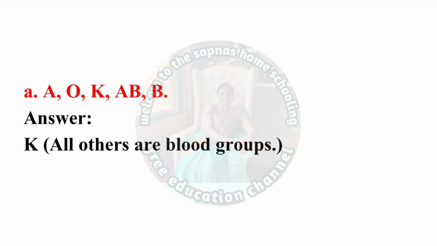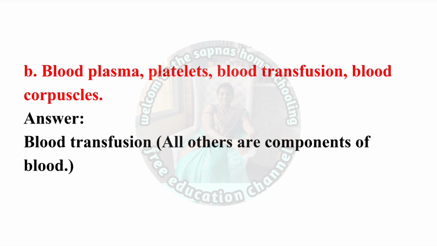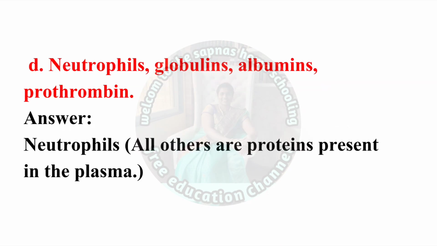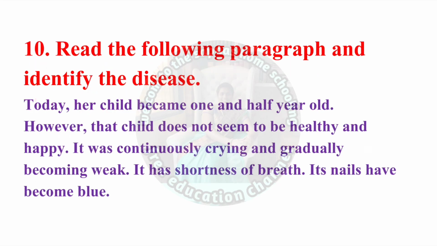Question 9. Find the odd one out. Rh K, all others are blood groups. Blood transfusion, all others are components of blood. Capillaries, all others are parts of the respiratory system. Capillaries exist throughout the body. Neutrophils, all others are proteins. It is present in the plasma.